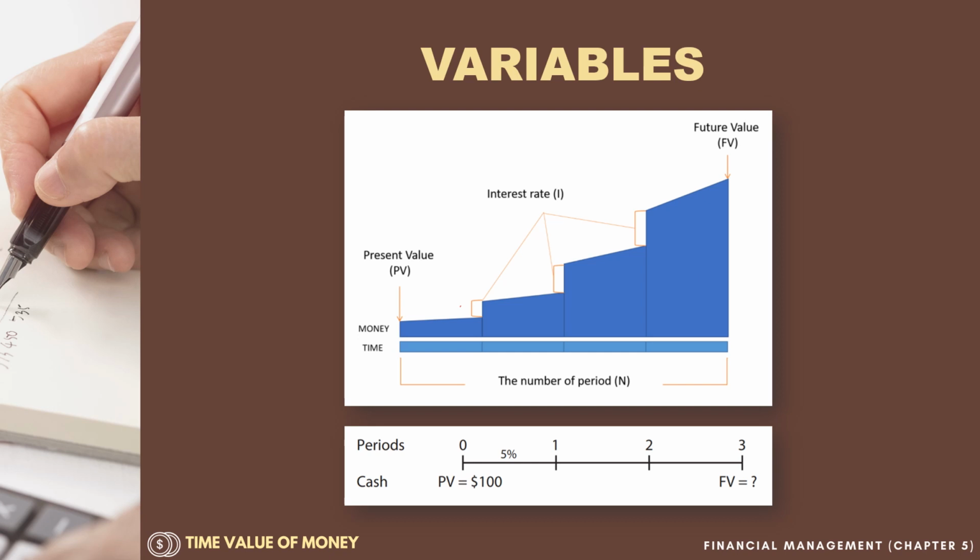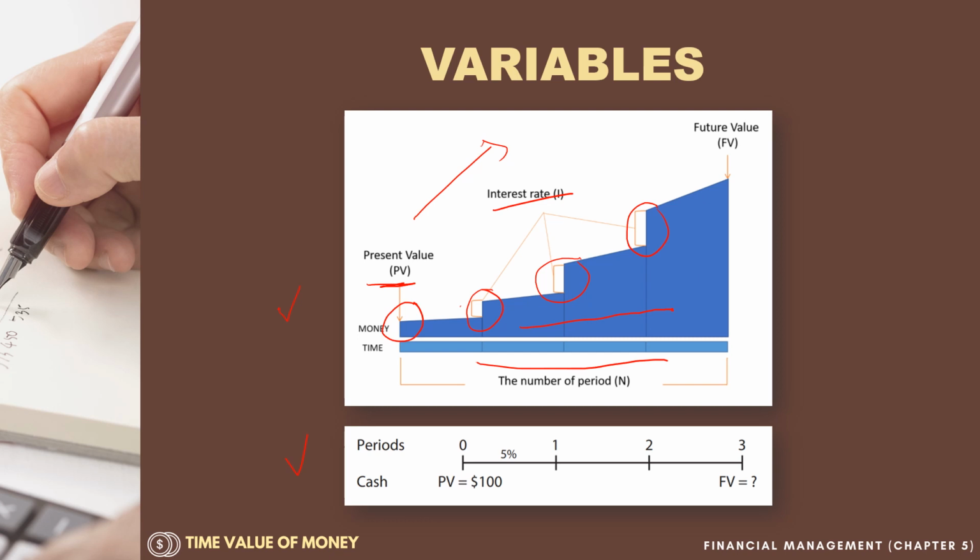To have a bigger picture, let's illustrate the variables of the time value of money. We have here first the graph and the timeline. In the graph, you can see that there was an increase in the value of the money over the period of time. This is the period of time and this is the money that was invested in a particular security. Here is the present value, the initial investment of a company or an individual. And then here, the interest rate, which is the earning capacity of the security.